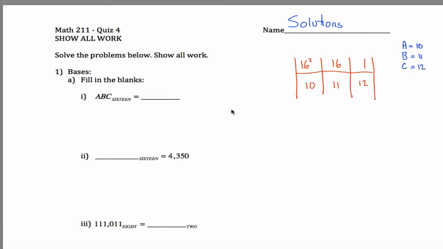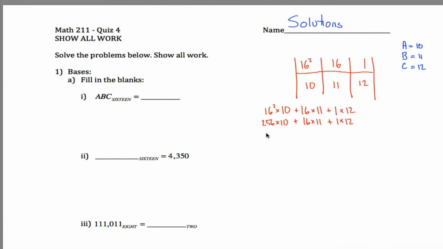So the total number of donuts I have is 16 squared, which is 256, times 10, plus 16 to the first power, times 11, plus 16 to the 0 power, which is 1, times 12. And as I was saying, that's 256 times 10, plus 16 times 11, plus 1 times 12.